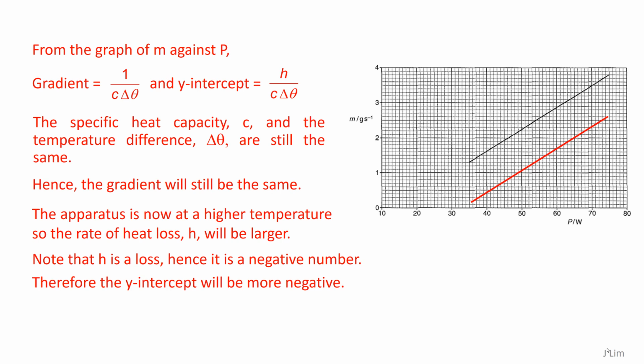The specific heat capacity and the temperature difference are still the same. Hence, the gradient will still be the same. The apparatus is now at a higher temperature, so the rate of heat loss will be larger. Note that h is a loss, hence it is a negative number. Therefore, the y-intercept will be more negative.